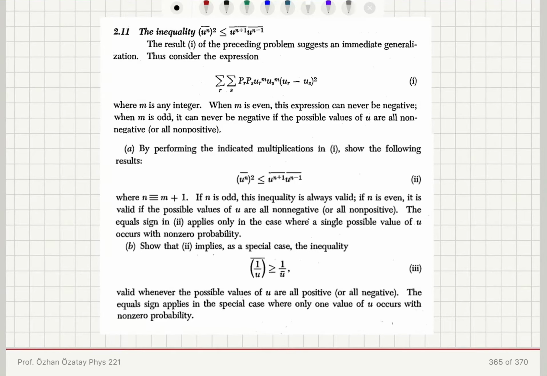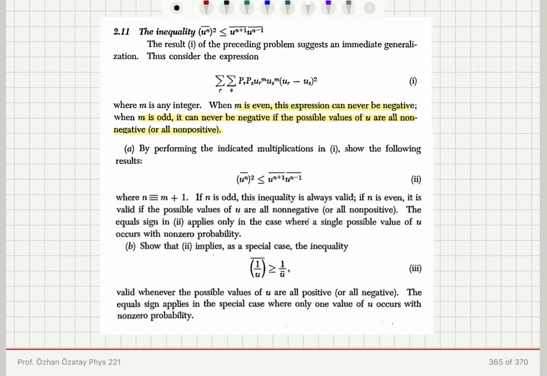The result of the preceding problem suggests an immediate generalization. Thus consider the expression sum over R and S, PR PS, UR to the M, US to the M, (UR minus US) squared, where M is any integer. When M is even, this expression can never be negative. When M is odd, it can never be negative if the possible values of U are all non-negative or all non-positive. By performing the indicated multiplications in I, show the following results.